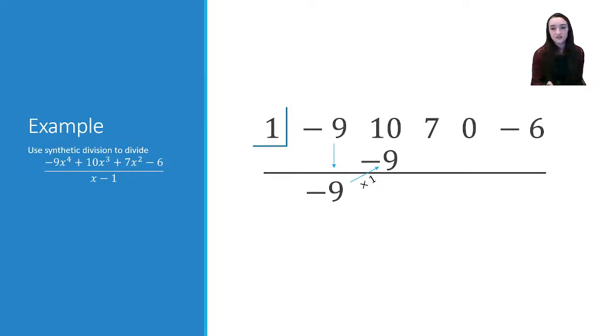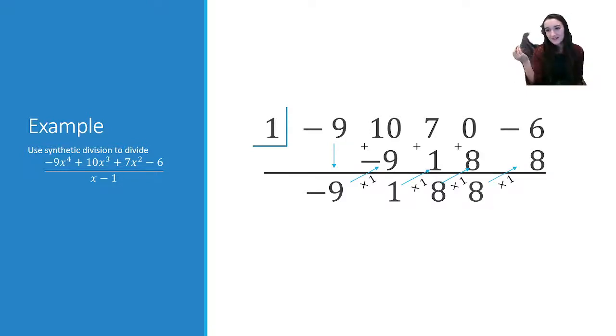And then I do the addition. So I go 10 plus negative 9 is positive 1. Then I repeat. 1 times 1 is 1. 7 plus 1 is 8. 8 times 1 is 8. 0 plus 8 is 8. 8 times 1 is 8 again, and then finally, negative 6 plus 8 will be positive 2.